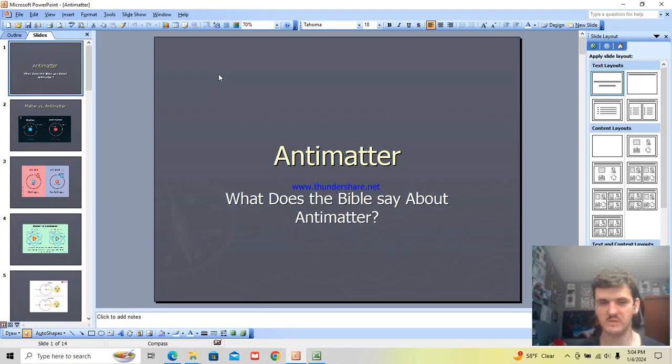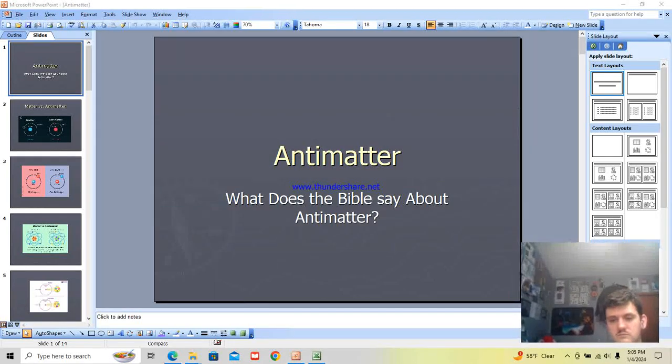So, the problem is that if there's an antimatter universe with an antimatter Earth, I don't think there would be such a thing, and God would be lying about something like this, because the Bible says something different than this.